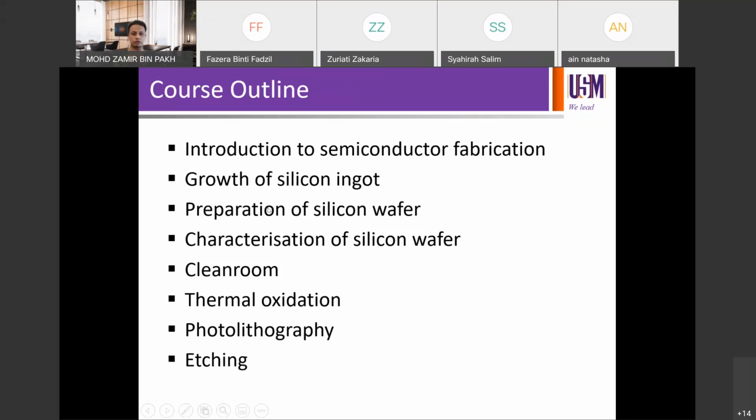So we have covered, when we started last time, introduction to semiconductor fabrication. You have learned also about growth of silicon ingot. So you now know how you grow the ingot. What are the limitations? What are the processes involved? How do you improve the ingot fabrication? How do we prepare silicon wafers? And what are the properties of silicon wafers that we are looking for in order to be accepted as a good standard for fabrication? And then we've gone through introduction to clean room.